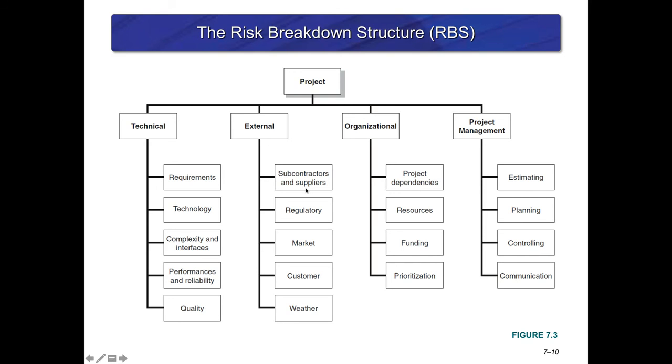External risk, right? Subcontractors don't come through. Regulatory bodies tell us that we can't get the job done. The market doesn't bear it out. The customers don't want it. Weather, hurricanes coming, right? You could add another one down here that says COVID-19. Then in your organizational and your project management, what happens if we screwed up? What happens if we don't do this right? Or what happens if the organization doesn't like it, right? Okay.